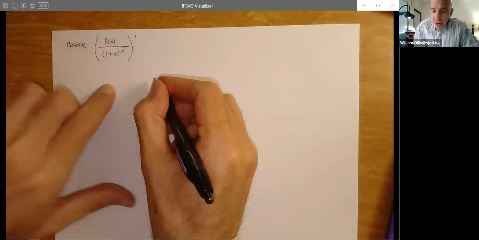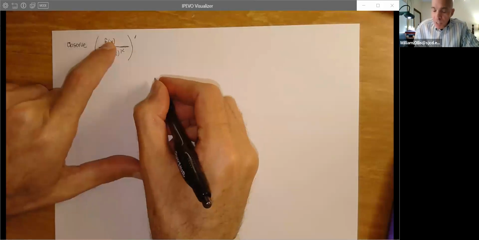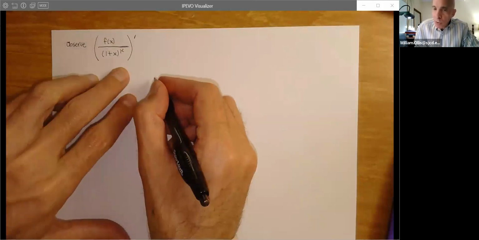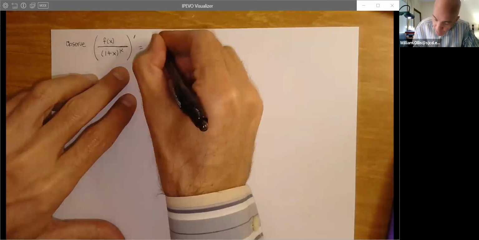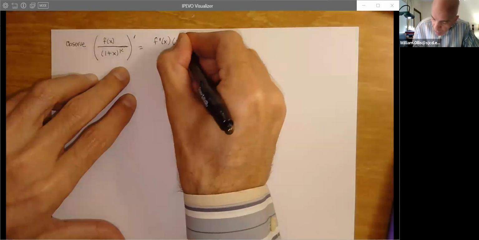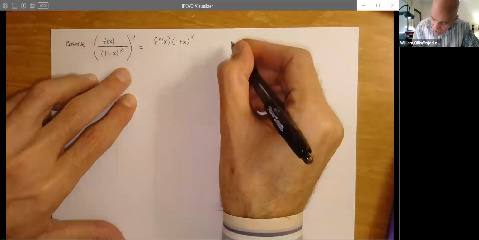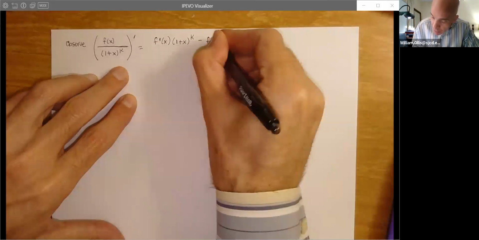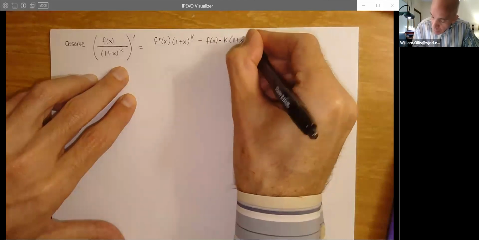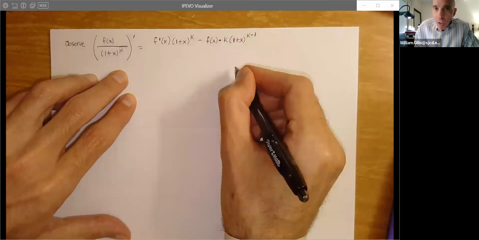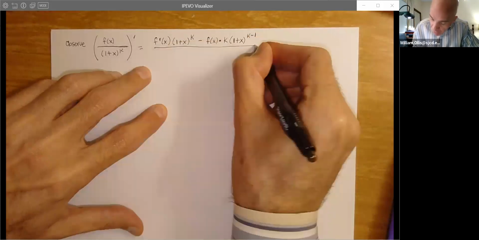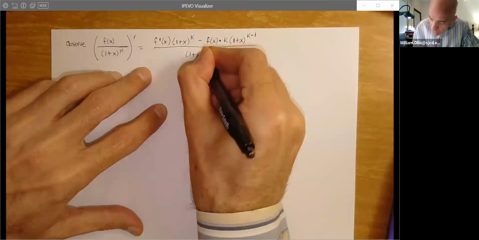So I want to compare f of x in abstract, which is an infinite series, to the function 1 plus x to the k, and take its derivative. Let's use the quotient rule. So this will give us f prime of x times 1 plus x to the k minus f of x times k times 1 plus x to the k minus 1, just using the power rule, derivative of the inside being 1, divided by 1 plus x to the 2k.